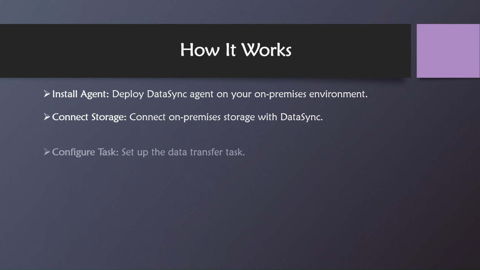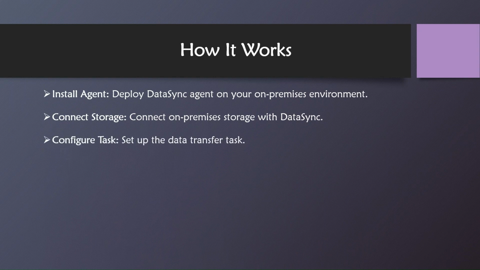Next, we need to configure the task. In this step, you configure the actual data transfer task. You define the source and destination for the data, select the files or directories to transfer, and set additional options such as how often the transfer should occur and what performance settings to use. You can also choose options for data integrity check and encryption during the transfer.